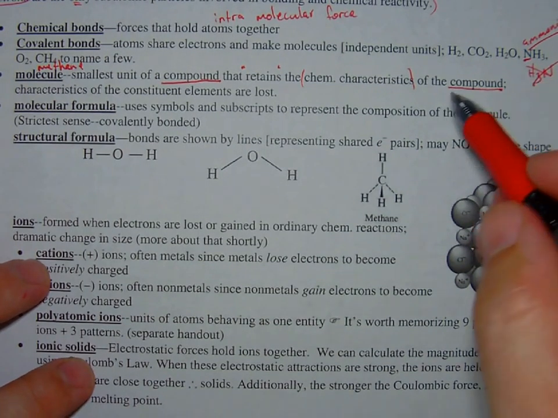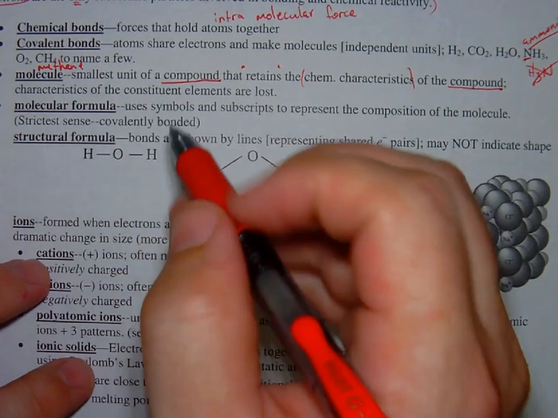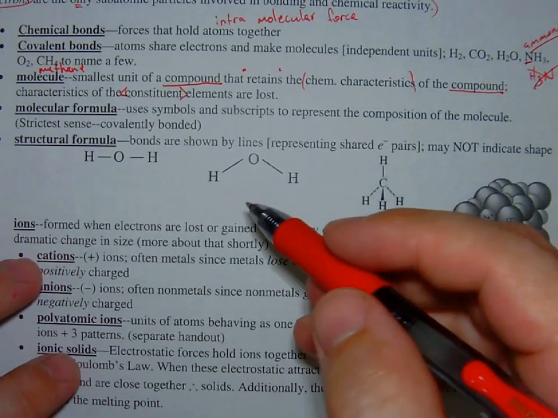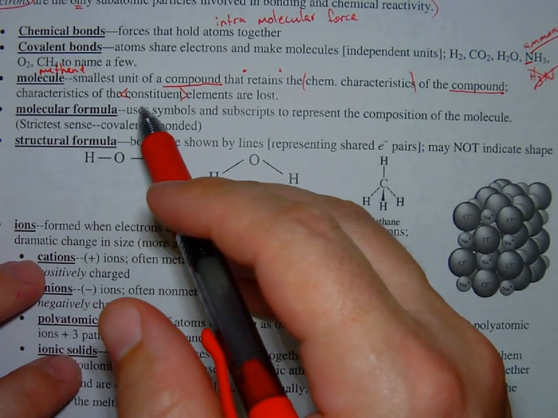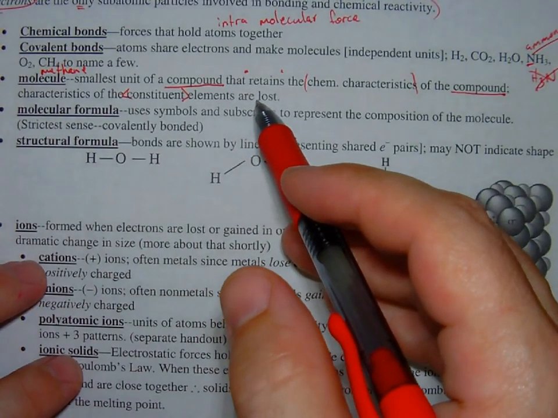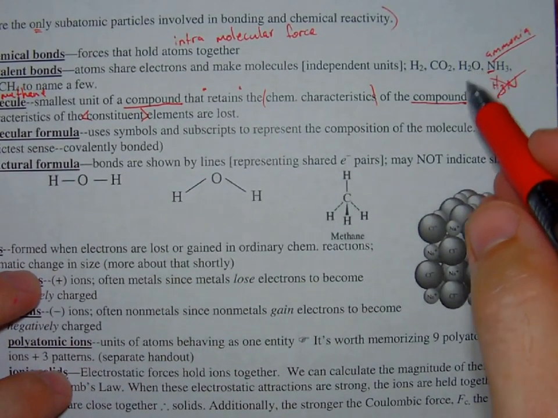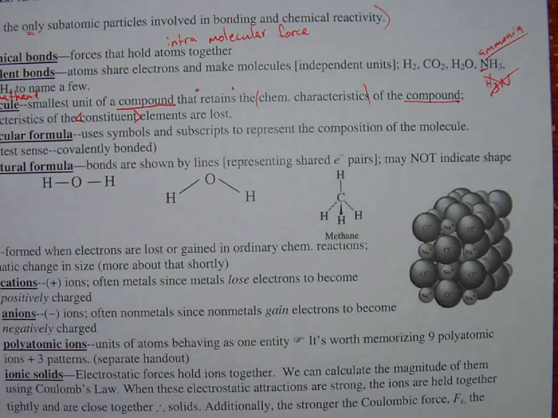But once atoms combine to form a molecule, the characteristics of the constituent elements, which means the things that came together, are lost. So water, for example, is a combination of hydrogen and oxygen. Hydrogen by itself is very, very flammable, very, very combustible. Oxygen, we wouldn't necessarily say that oxygen is combustible.